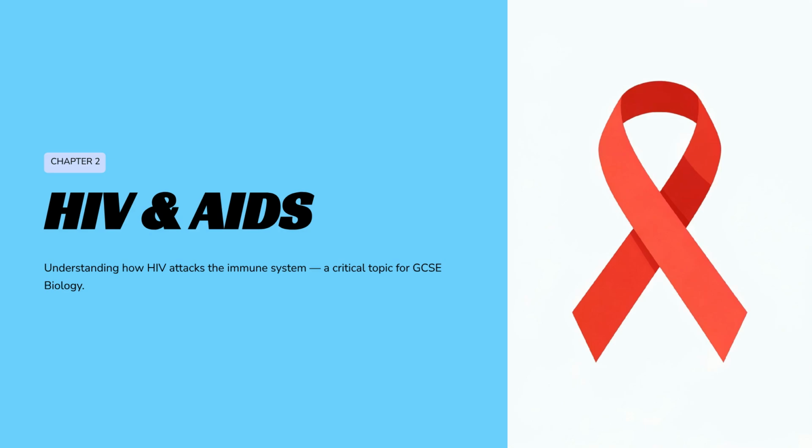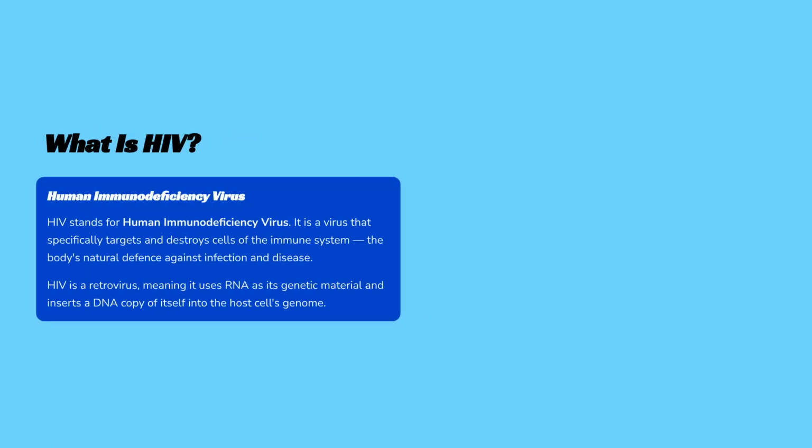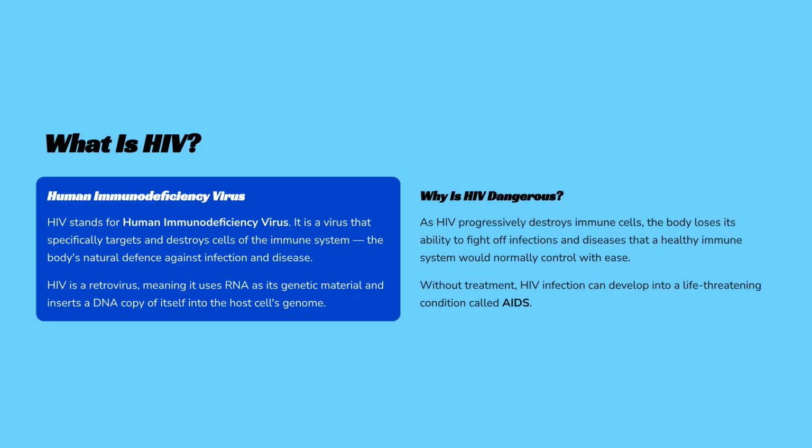Moving to Chapter 2, HIV and AIDS. Understanding how this virus impacts the immune system is a critical part of your biology studies. HIV stands for Human Immunodeficiency Virus. It is a retrovirus that destroys immune cells, leaving the body unable to fight off infections. Without treatment, this can lead to the life-threatening condition known as AIDS.